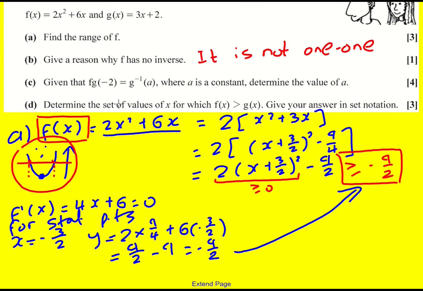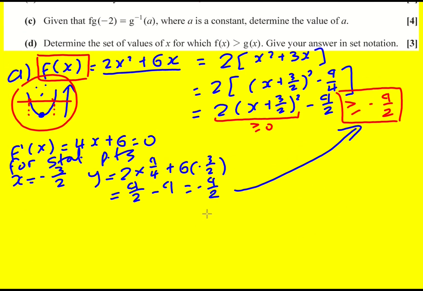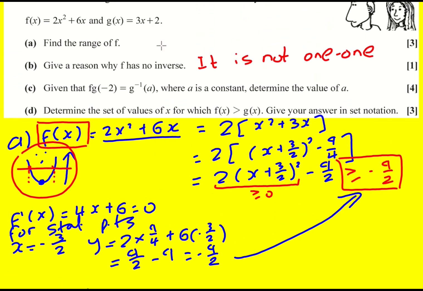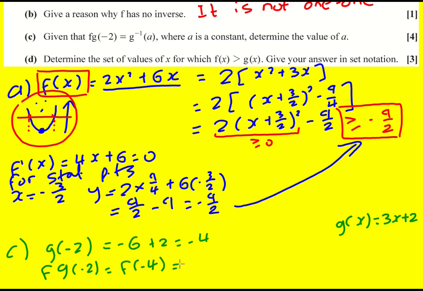So for the next part, we're given this equation, and we're asked to determine the value of a. So first up, let's work out what g of minus 2 is. g of x is 3x plus 2. Actually, let me just write that up here because it's gone off the screen. So g of minus 2 is going to be minus 6 plus 2, minus 4, which means f of g of minus 2 is actually f of minus 4.